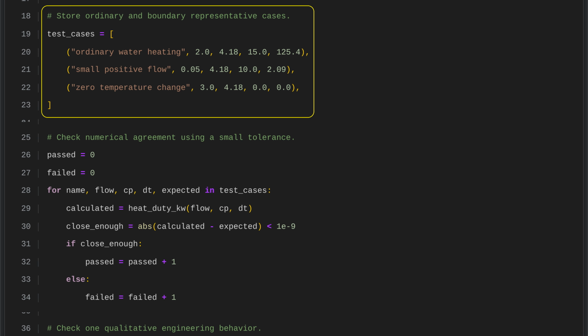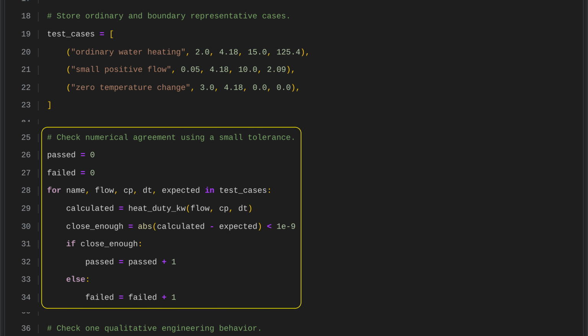A set of test cases is defined to check the heat duty function under different conditions. Each case includes a short description, the flow rate, specific heat capacity, temperature change, and the expected heat duty in kilowatts. The examples cover both normal heating situations and boundary cases, such as no temperature change, to confirm the function works correctly across a range of inputs.